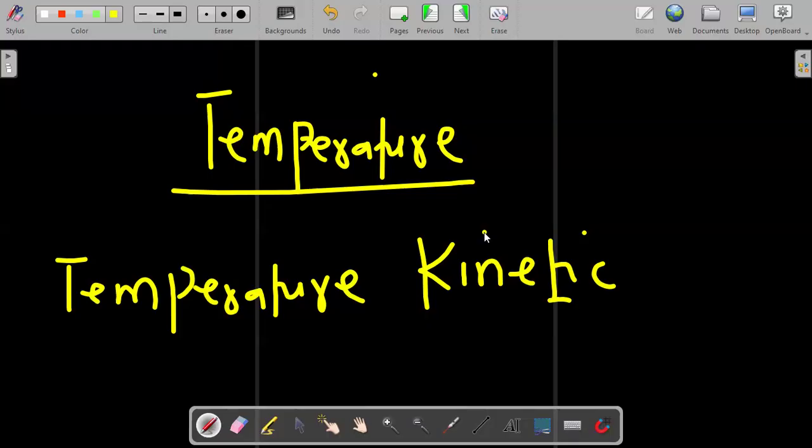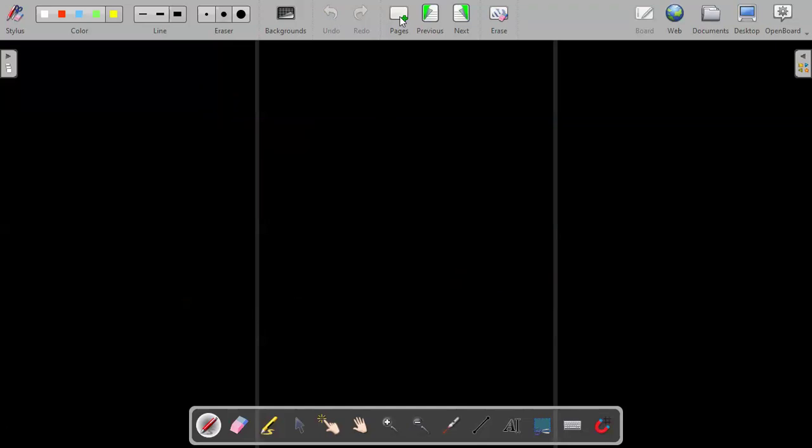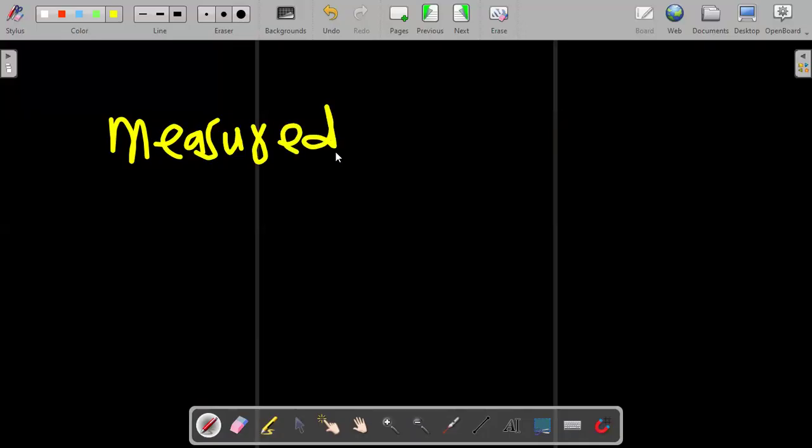So, right, paragraph. Temperature is measured with an instrument called a thermometer.